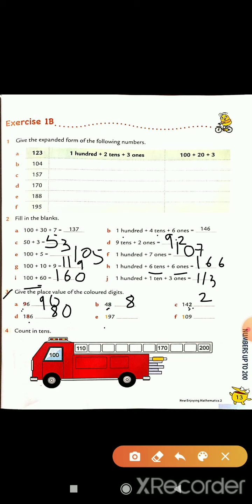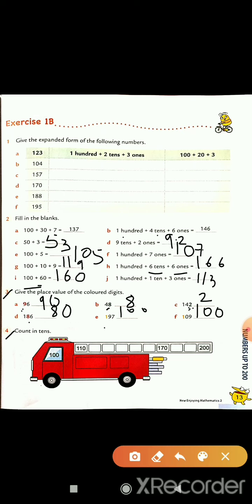Next, 197. We have to find the place value of 1. It is in the hundreds place. So its place value is 100. Next, 109. Again we have to find the place value of 1, which is in the hundreds place. So its place value will be 100.